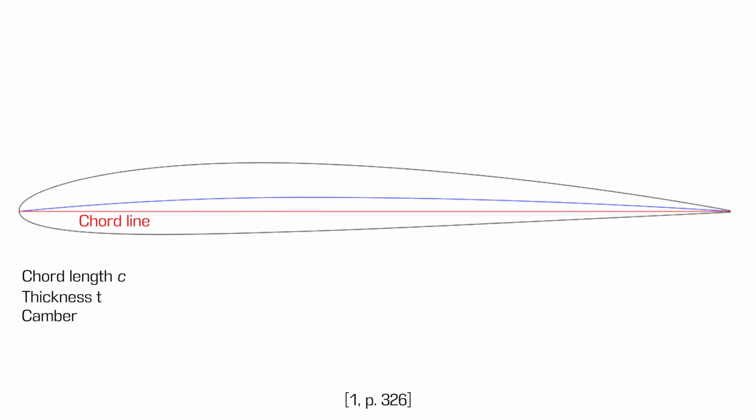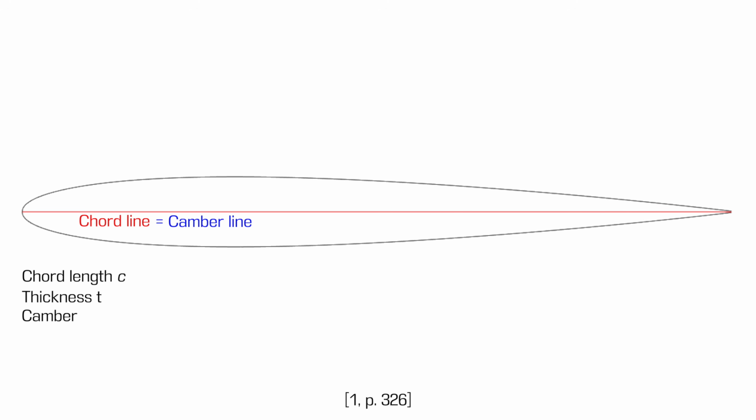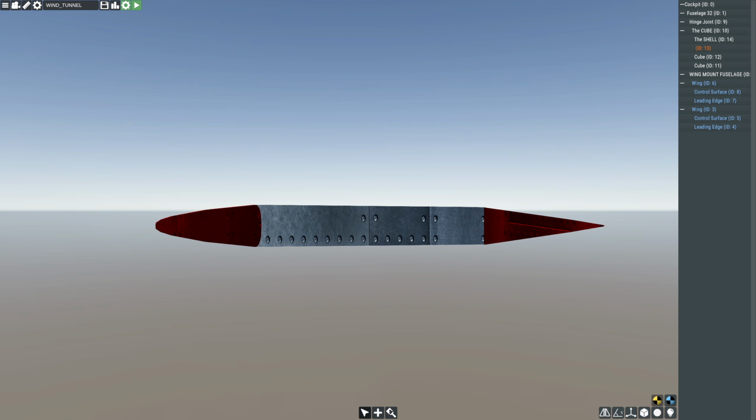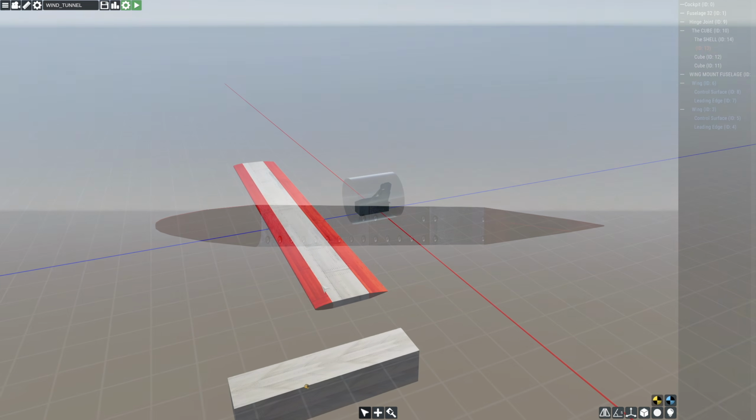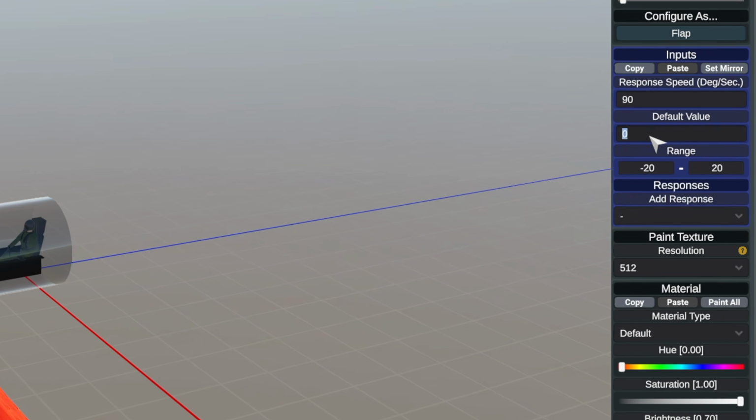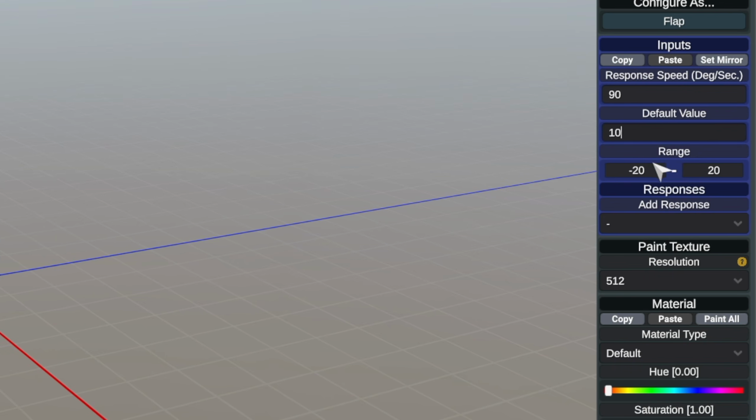The next defining characteristic is the camber and the mean camber line. The camber line is defined by points halfway between the upper and lower surface of the airfoil, and the overall camber of the airfoil is the maximum distance between the mean camber line and the chord line. If the airfoil is symmetrical, the mean camber line will be aligned with the chord line, and the airfoil has zero camber. In Flyout, the airfoil shape of the wing part is symmetrical by default, but with the use of a default value and an input on the leading or trailing edge, we can mimic the behavior of a cambered airfoil.